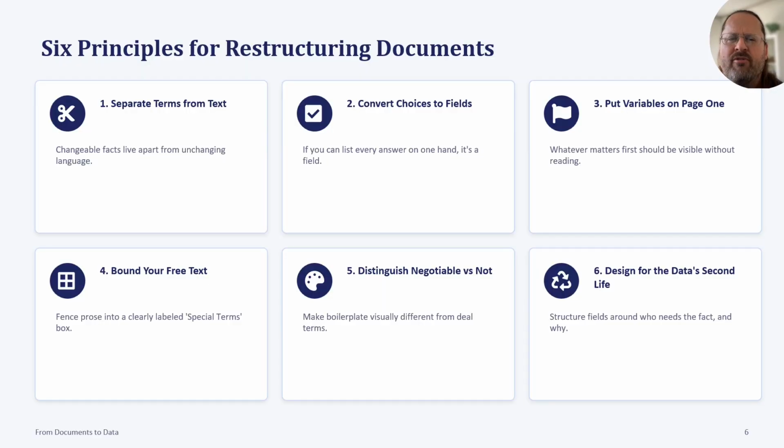Principle 3, put variables on page 1. Whatever a reviewer, a counterparty, or an automated system needs first, dates, amounts, names, chosen options, should be visible without reading past the first page. This one change, on its own, cuts review time dramatically. It lets every stakeholder immediately answer, what actually changed? What am I agreeing to? Without reading the whole document front to back.